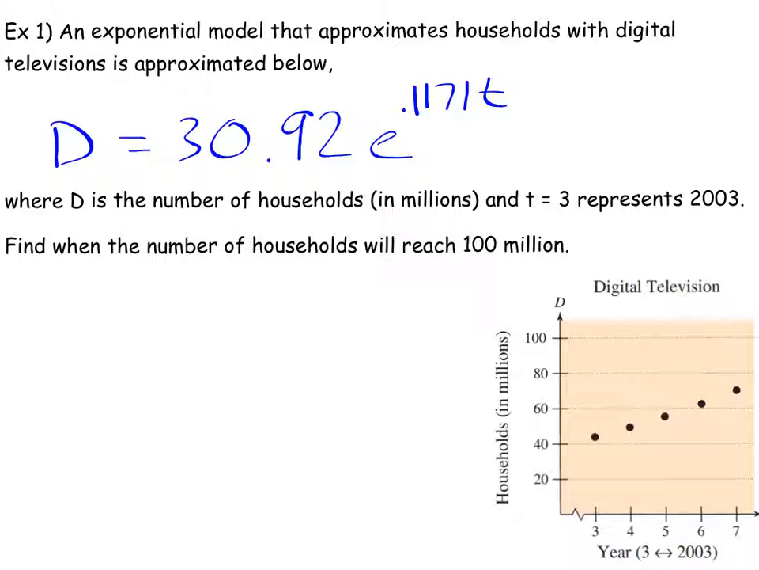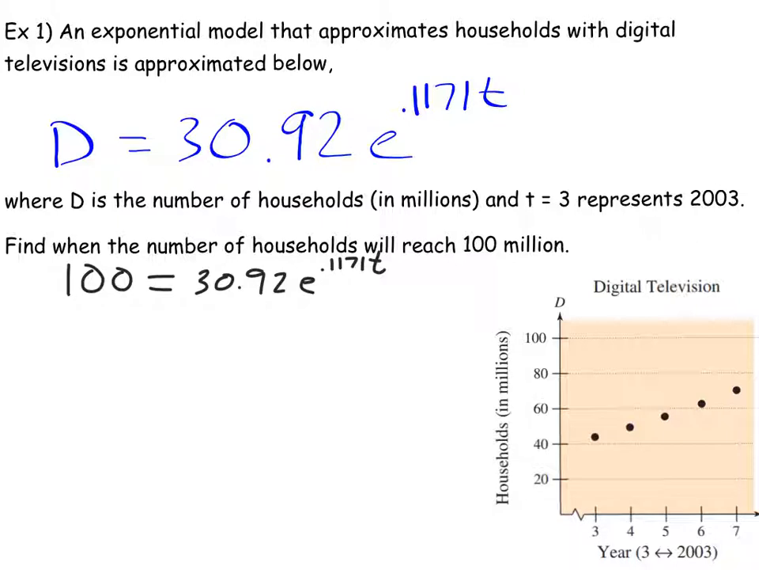D is in millions of households, and so what we're after here is, let's say D is 100. What value for T would give us that? Which means we are left with the task of solving that.